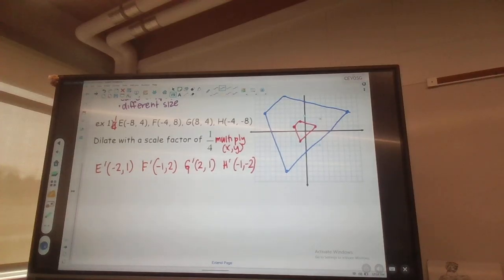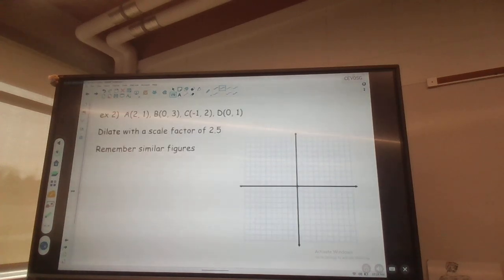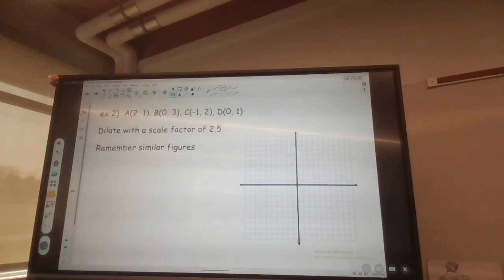So the next one, very similar. Now this one, rather than using 1/4, they're using a decimal. So they're saying dilate the scale factor of 2.5. So again, I'm going to put this first one on here. Now again, being careful about something like 0.3, that's one that a lot of times we get messed up. If you put it in the wrong spot, your shape might look funny and then it might make it harder to make it fit on the graph or whatever it happens to be. So just be careful about that.